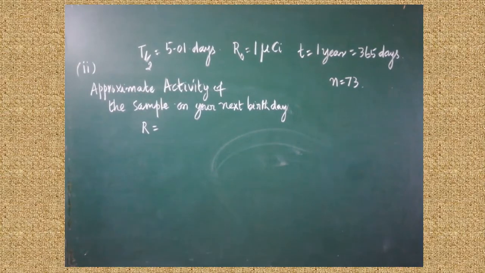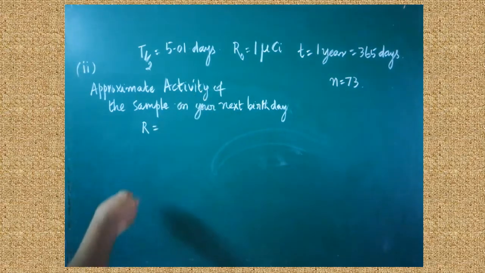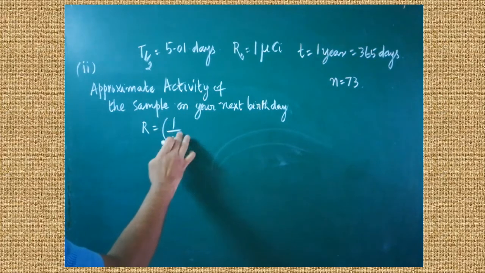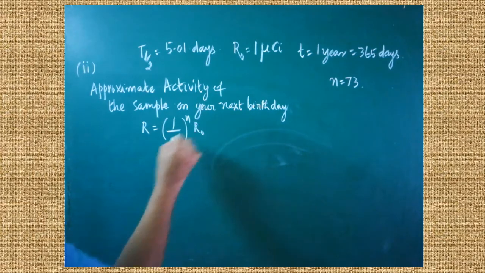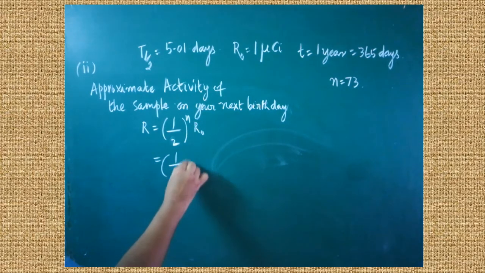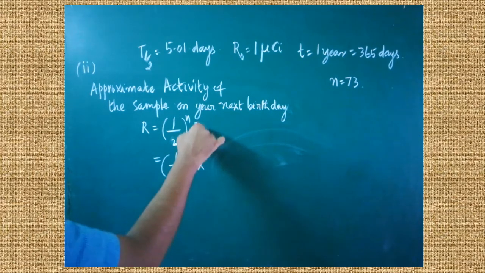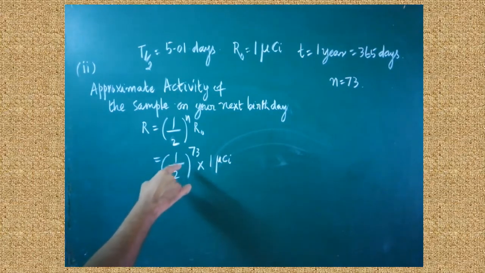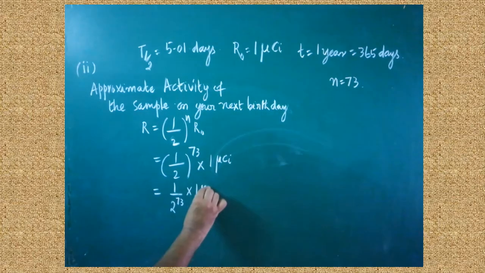The next factor to be calculated is the approximate activity of the sample on your next birthday. So what is the formula to calculate the activity? R is equal to (1/2)^n times R naught is the formula. Here n, the number of half-lives, is 73. R naught, the initial activity, is 1 microcurie. So don't change the unit. (1/2)^73 should be calculated. It can be further written as (1/2)^73 times 1 microcurie.